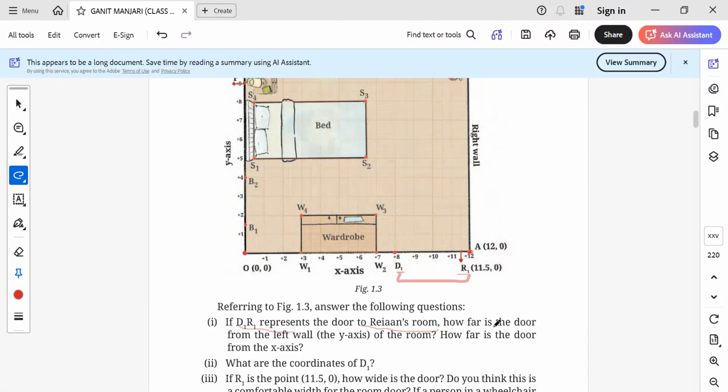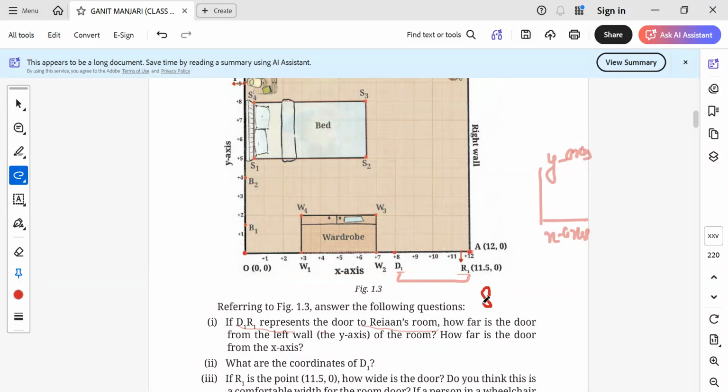How far is the door from the left wall, the y-axis of the room? Now I already told you this vertical line is the y-axis. Remember this, and the horizontal line is the x-axis. So how far is the door from the left wall? So this is the door. How far is it from the left wall? You can see from here to here, what is the distance? It is given 0 to 8. So how far is the distance?